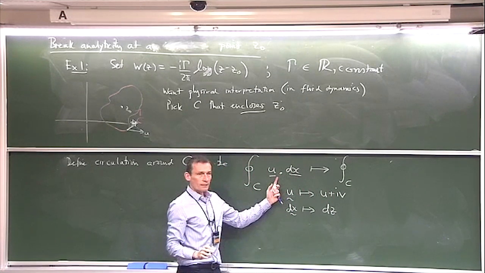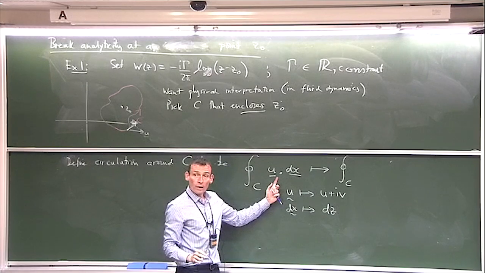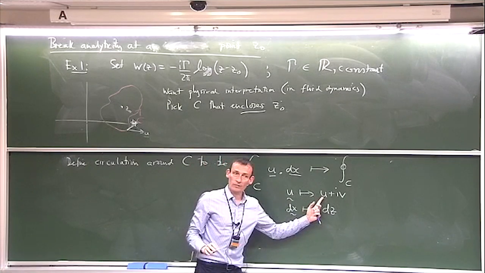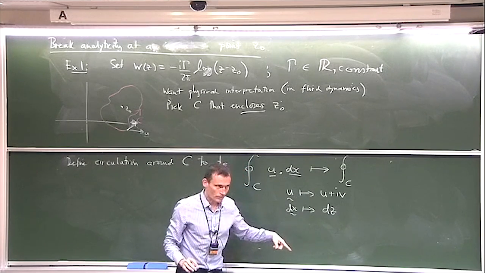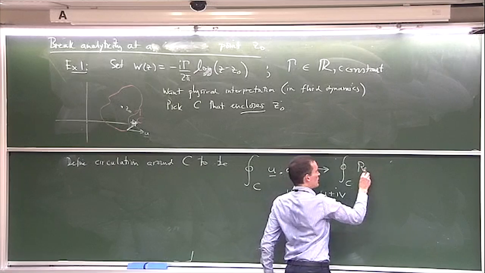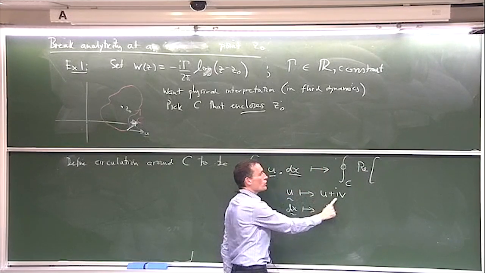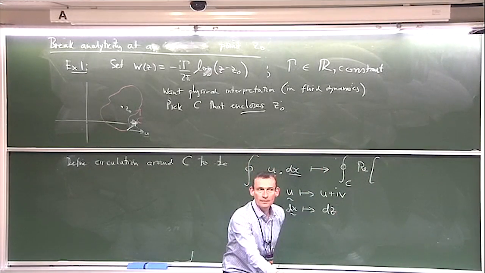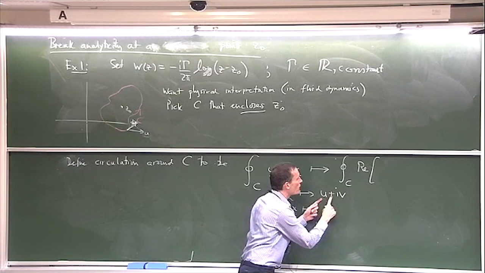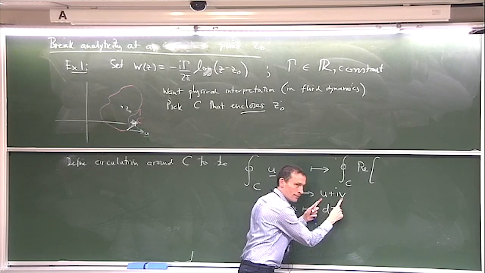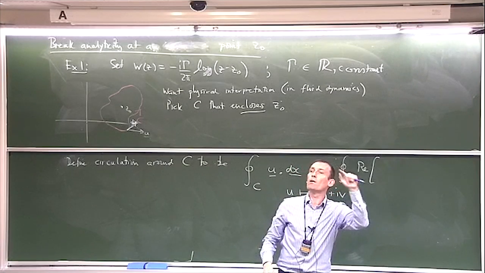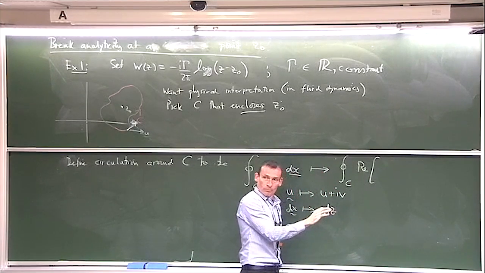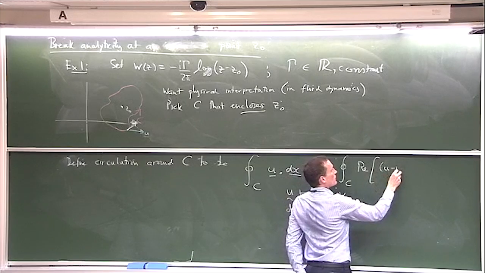U dot dx, remember what I had to do? I had to take the real part of the conjugate of one of these multiplied by the other one. Everyone remember? So real part needs to go in there. I'm going to pick the conjugate of this one. Why? The conjugate of this one is of course u minus iv. Kim knows why, but I've erased it. It's because dw by dz was u minus iv. Remember? So real part of u minus iv, let me write it down, right?